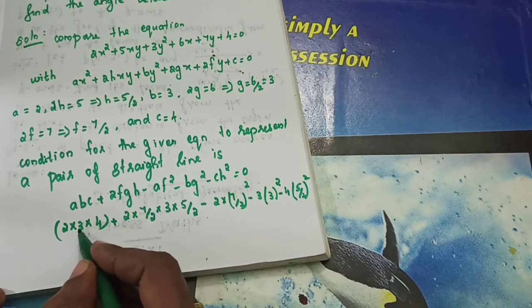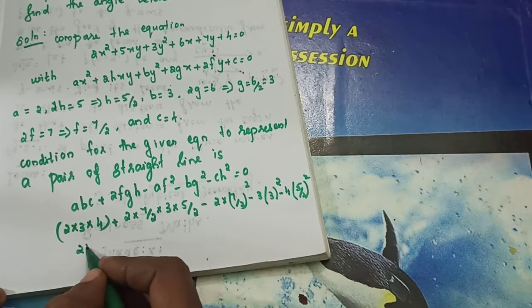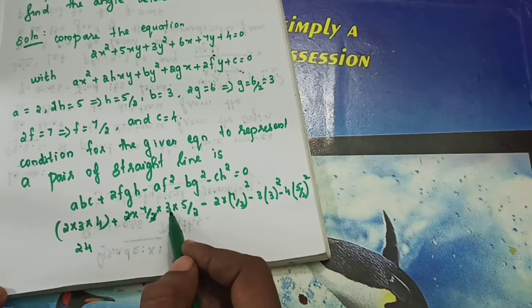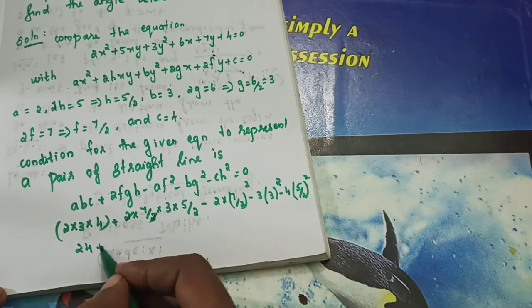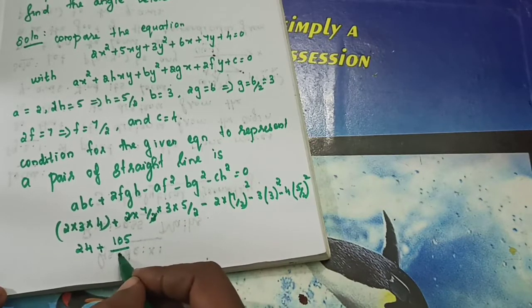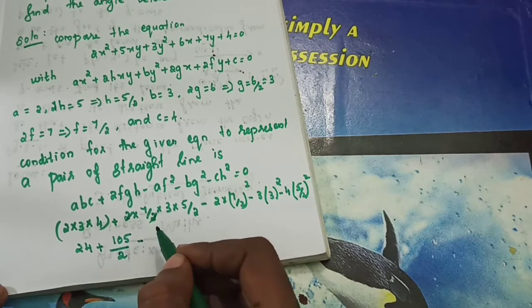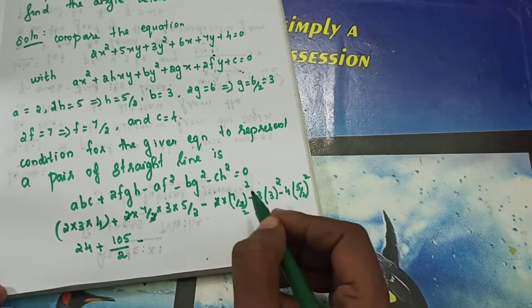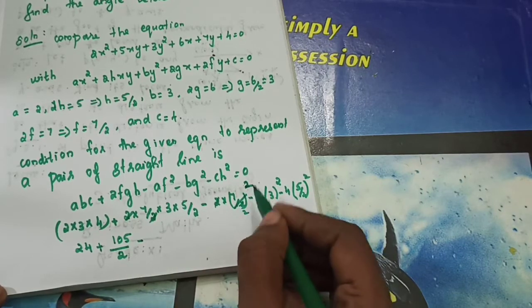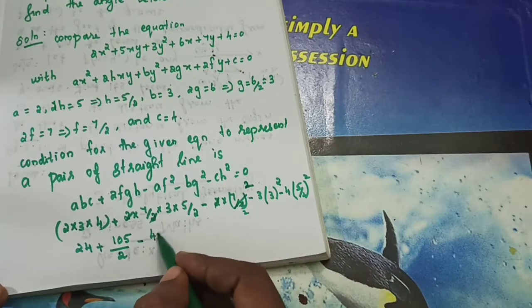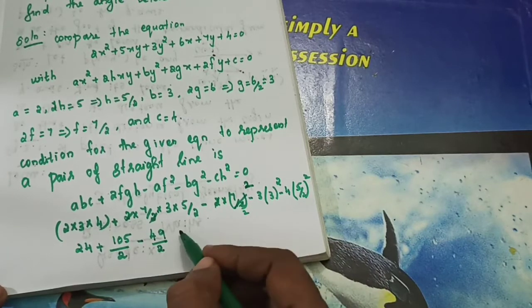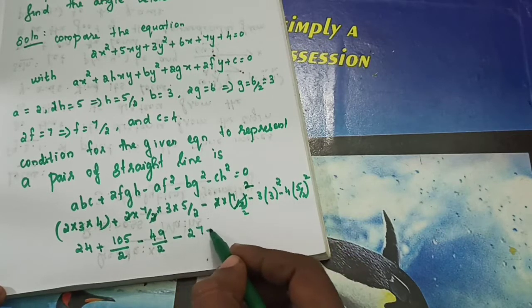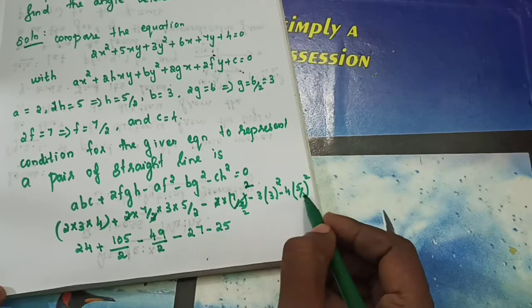Multiply 2 into 3 means 6, 6 into 4 means 24. So this and this will get cancelled. The balance is 7 into 3 is 21, 21 into 5, so you will get 105 divided by 2. Then minus 2 into this one. So 1, 2 and 1, 2 get cancelled. Again it will be 1, 2. So 7 square divided by 2, so you will get 49 by 2. Next step, minus 3 into 9, you will get 27, minus 25. Simplify 2 square, 2 square.